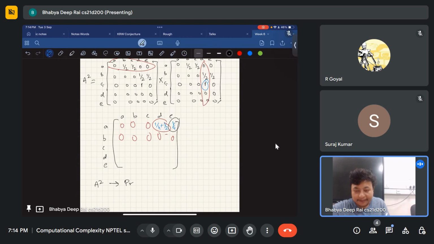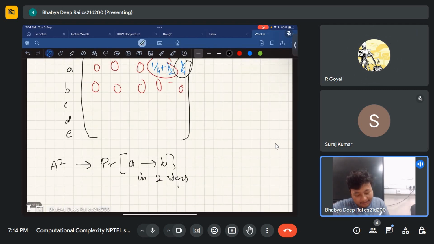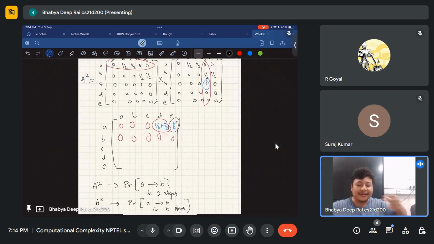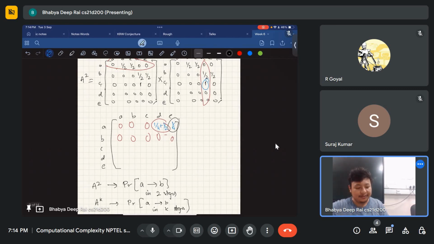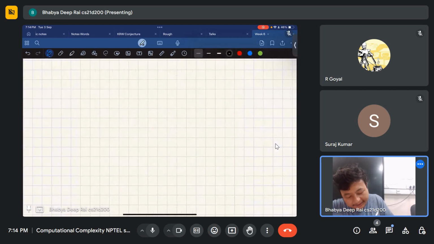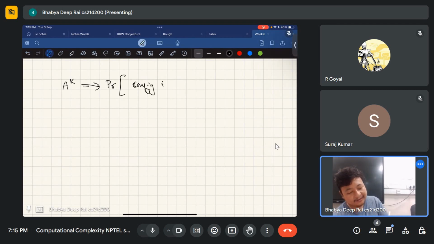So do you see now that A square says probability that A goes to B in 2 steps, right? Now what is A to the K? That is probability that A goes to B in K steps. Okay. Now let's see it as a machine, because this is a configuration. So A to the K represents the probability that configuration I goes to configuration J in K steps.